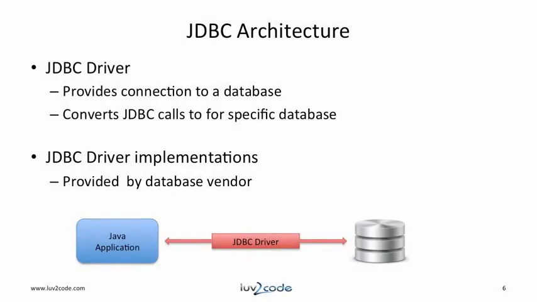The JDBC architecture includes a key component, and that's the JDBC driver. This driver provides the critical link between your Java application and the database. The JDBC driver converts the standard API calls to low-level calls for your specific database. Your database vendor normally provides the JDBC driver file for you. You can simply visit your database vendor's website and search for JDBC driver.